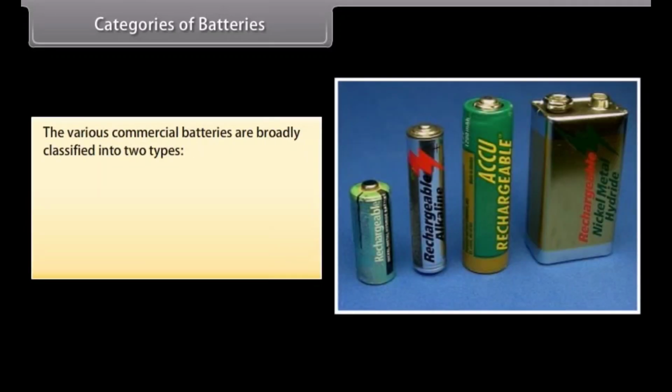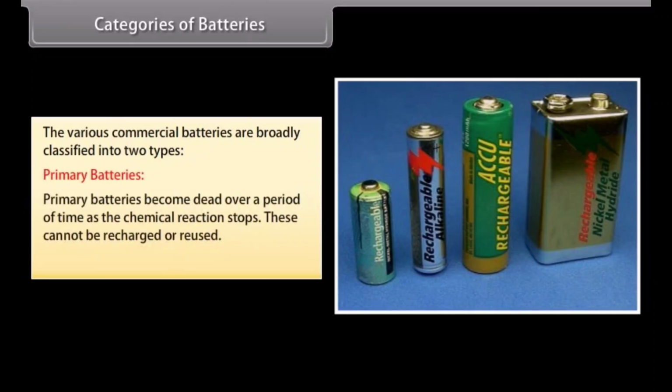Categories of batteries. The various commercial batteries are broadly classified into 2 types. Primary batteries. Primary batteries become dead over a period of time as the chemical reaction stops. These cannot be recharged or reused. For example, dry cell and mercury cell.